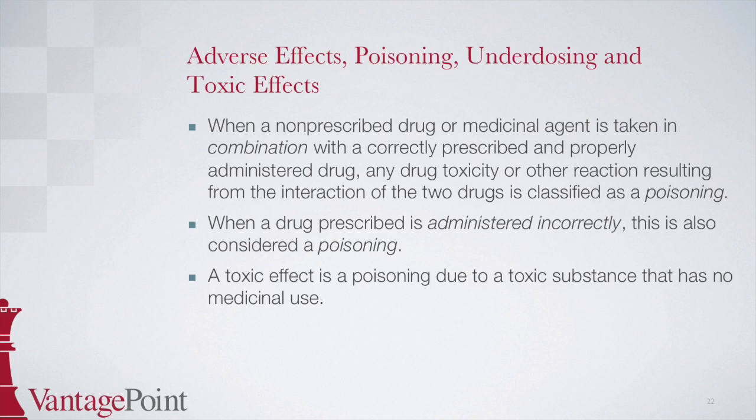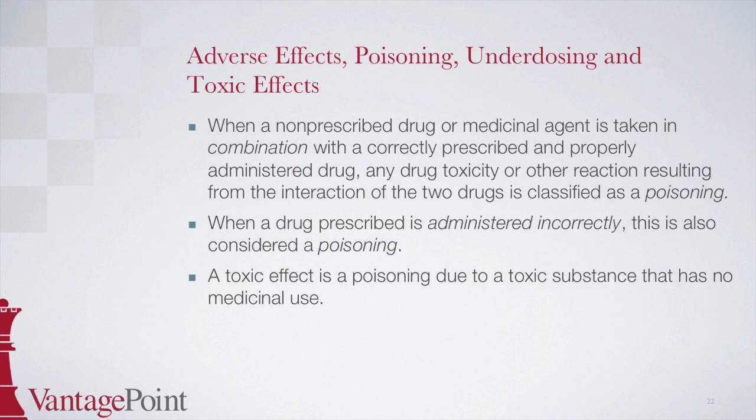If you turn to the table, you'll see that substances are listed in alphabetical order with columns for accidental, intentional, assault, and undetermined poisonings, then adverse effects, and then underdosing. We're going to discuss what those terms mean in the next several slides.